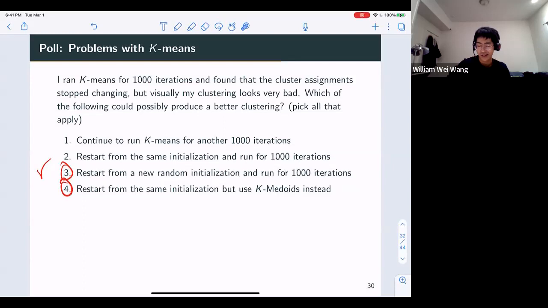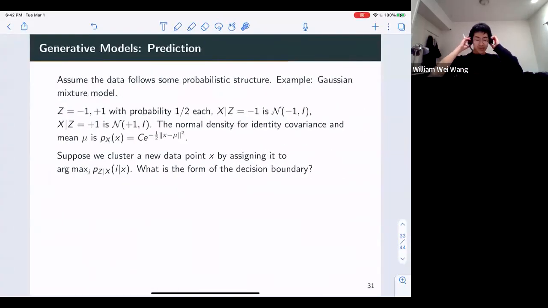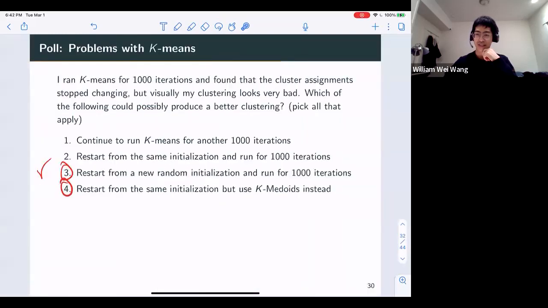Yeah, this is what people try in practice. You try a bunch of different initializations and see if one gives you a good result. And this fourth one, well, I didn't say anything about outliers, but I didn't say that there weren't outliers. Maybe there are outliers, and then maybe something related to outliers is giving you a bad clustering. Maybe k-medoids is the thing that you should be using instead. Good. And we're assuming that the initial points were in the data set. So you started initializing at a point in the data set.